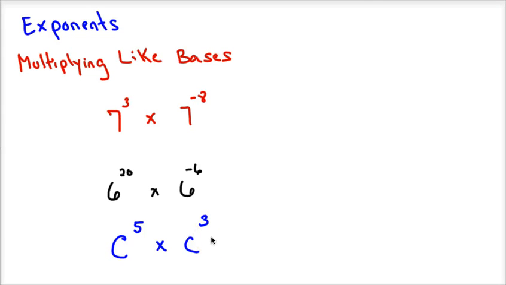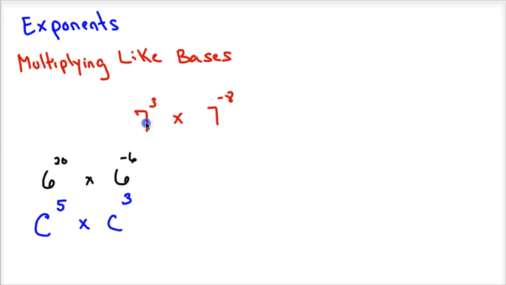Okay, so the first property is multiplying. Alright, so here's a couple examples. First example we have here is 7 to the third power times 8 to the negative 8th power.